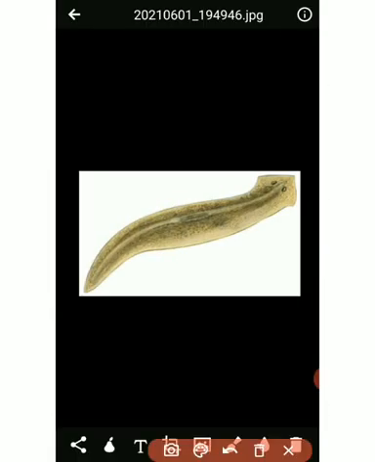This is planaria. Planaria have the ability to give rise to new individuals from their body parts, and this process is known as regeneration. If the body of planaria is cut or broken into many pieces, each piece can grow into a complete organism. Regeneration can take place from any part of the planaria.